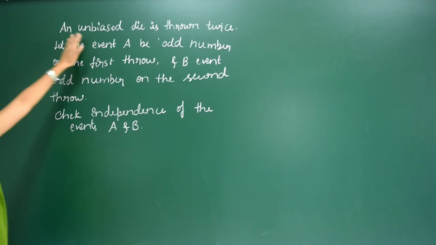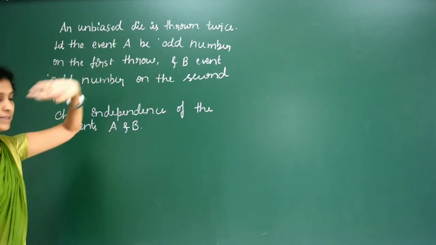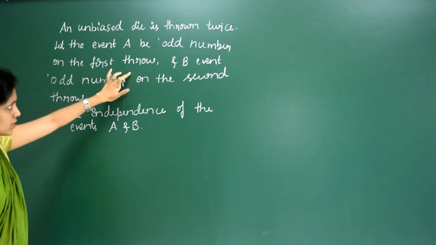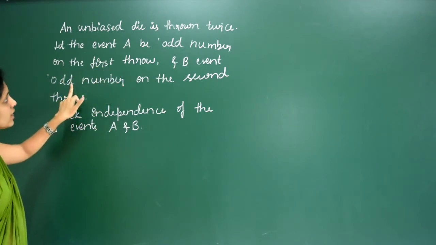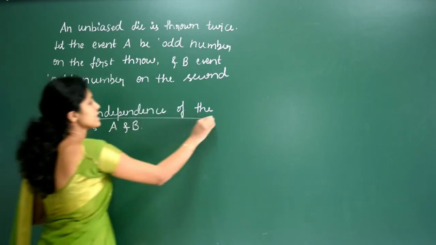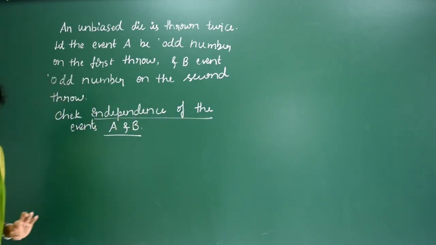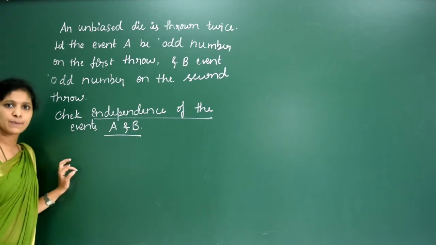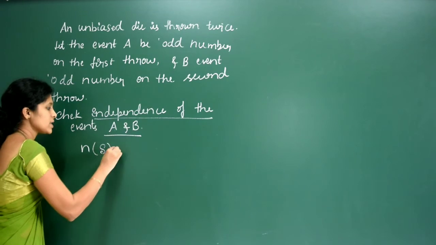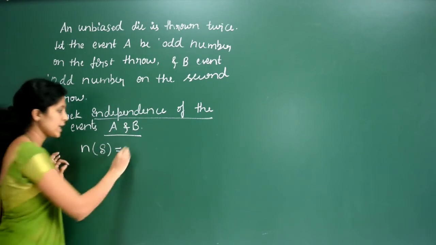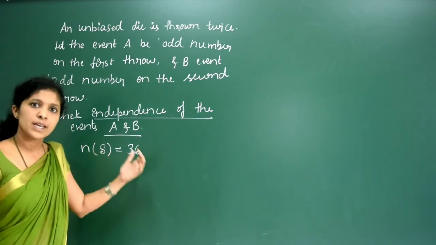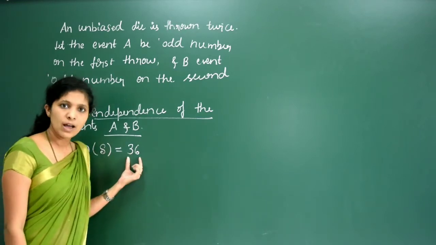An unbiased die is thrown twice. Let the event A be the odd number on the first throw and B be the event that odd number on the second throw. Now check the independence of the events A and B. Actually, no need to write the sample space, but if you want, you can write. What is the number of elements in the sample space? Obviously, it will be 36. The die is thrown twice, so it will be 6 into 6, equal to 36.